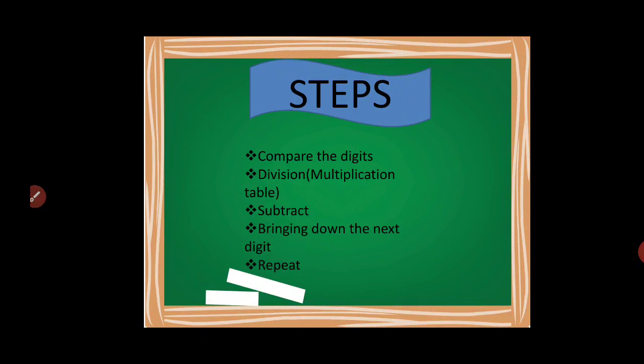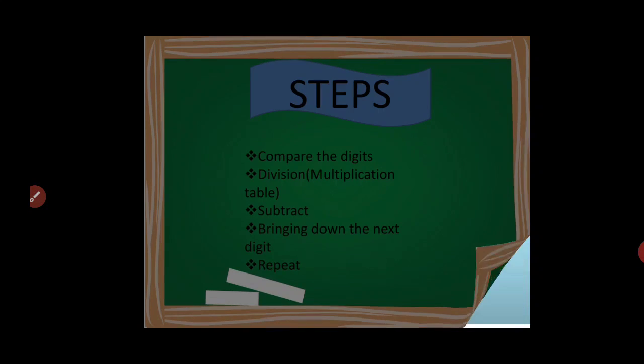So, let's quickly have a look at the steps. The first step is compare the digits. Second, multiplication table. Third, subtract. Fourth, bringing down the next digit. And then last is to repeat the whole process. Let's understand these steps with the help of an example now.